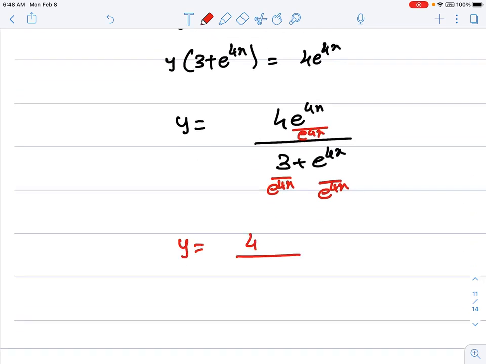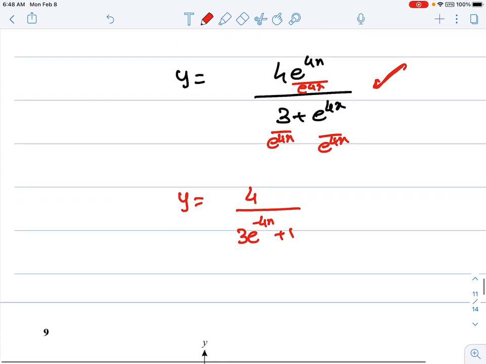So we get 4 over 3 e to the power of minus 4x plus 1, since I divided by e to the power of 4x. You can leave it out at this step itself, but I just proceeded to divide both numerator and denominator by e power 4x. Try to get e to the power of minus 4x, or e to the power of minus x.